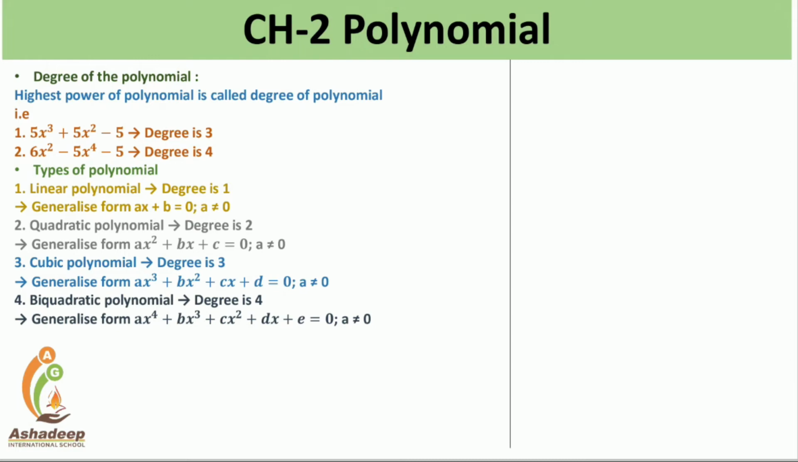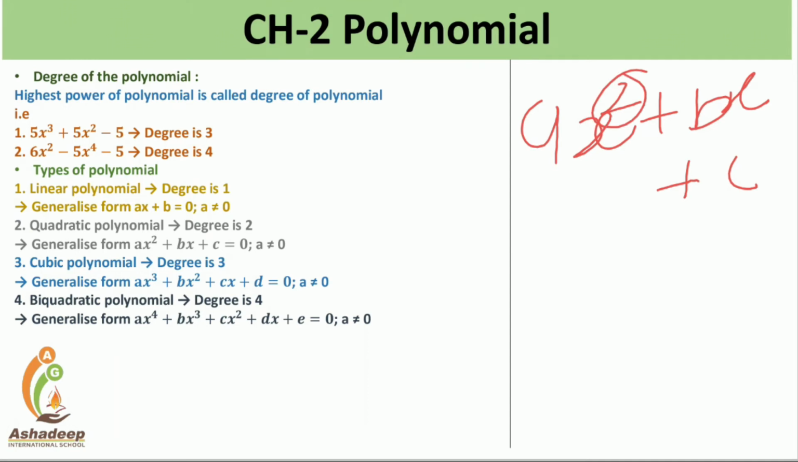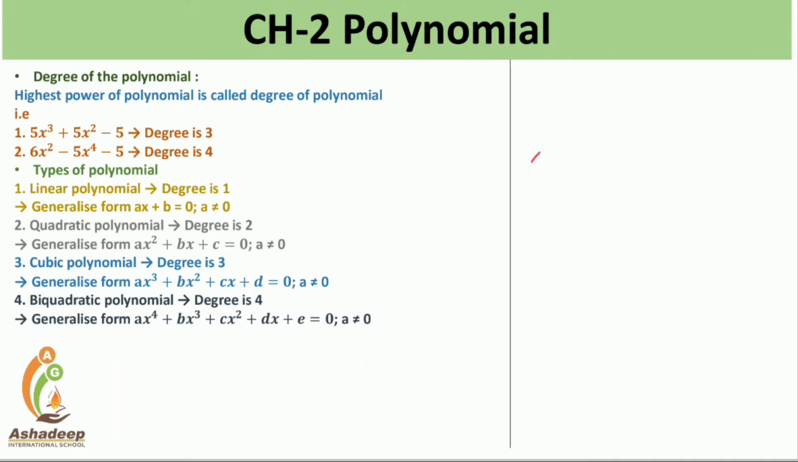What we learned today is linear polynomial, quadratic polynomial, cubic polynomial, and biquadratic polynomial, right? So the generalized form is ax plus b for the linear equation. For the quadratic equation, it's ax square plus bx plus c. So what is the highest power? The highest power is 2, and that is called the degree of the polynomial.